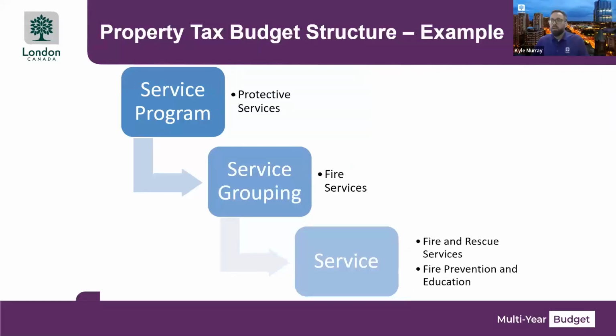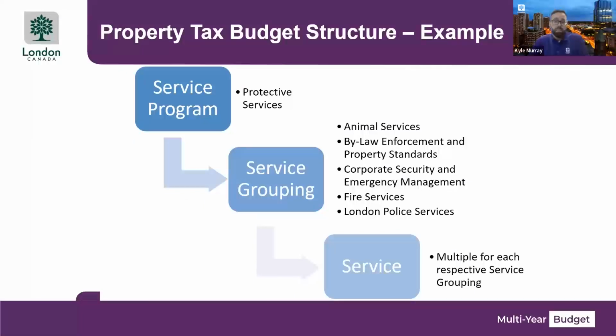So let's take an example, and let's use fire as the example. So fire is part of our protective services service program, and fire services is the service grouping itself, which is the next level down. If you take it down to the service level, which is yet another level down, the specific services delivered by fire are fire and rescue services, as well as fire prevention and education.